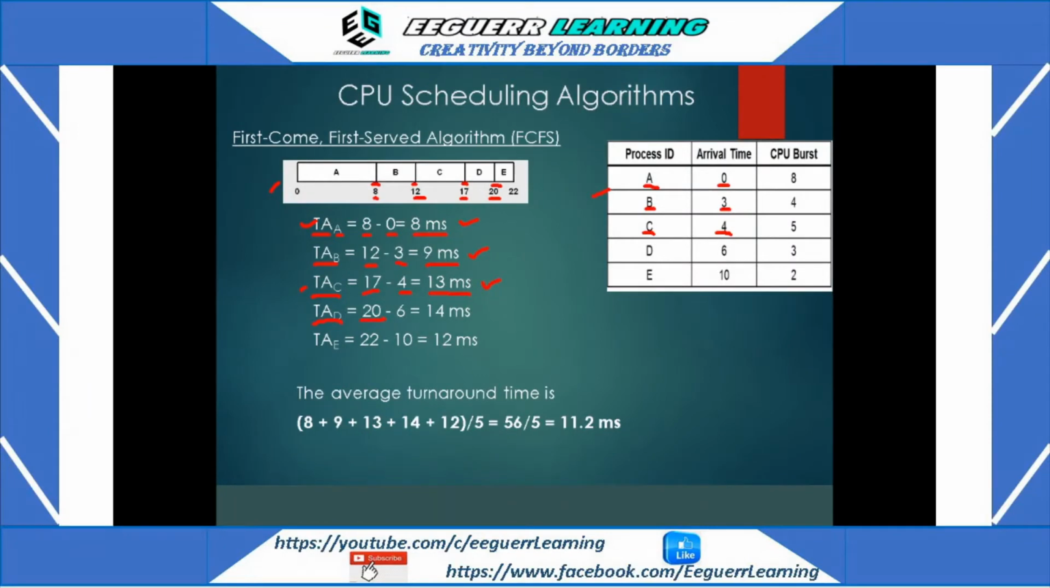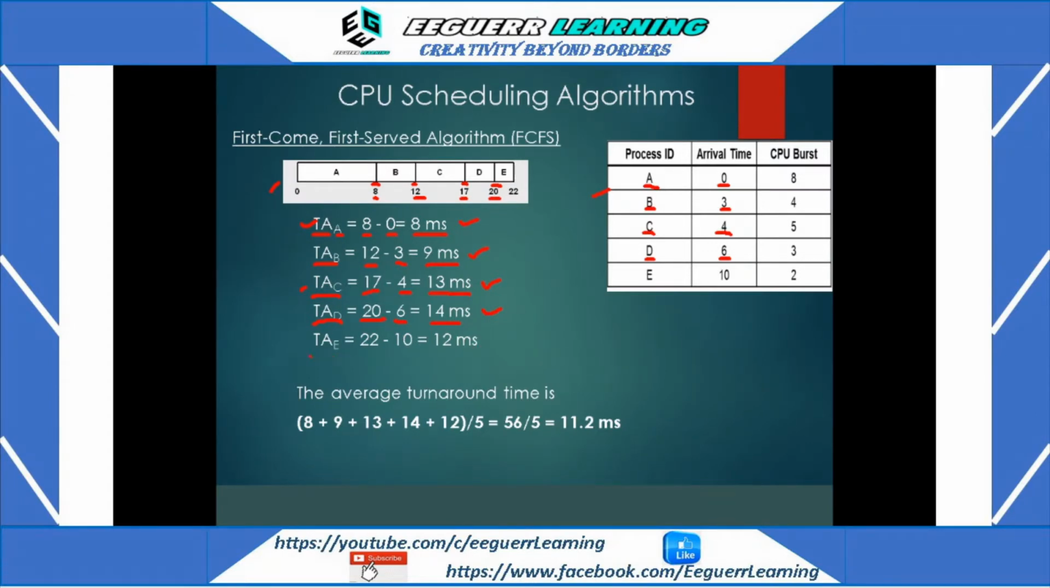Place it here and look at the table of process D and get the arrival time of process D, which is 6, and place it here. Then subtract: 20 minus 6 is 14 milliseconds, and the turnaround time for process D is 14 milliseconds.